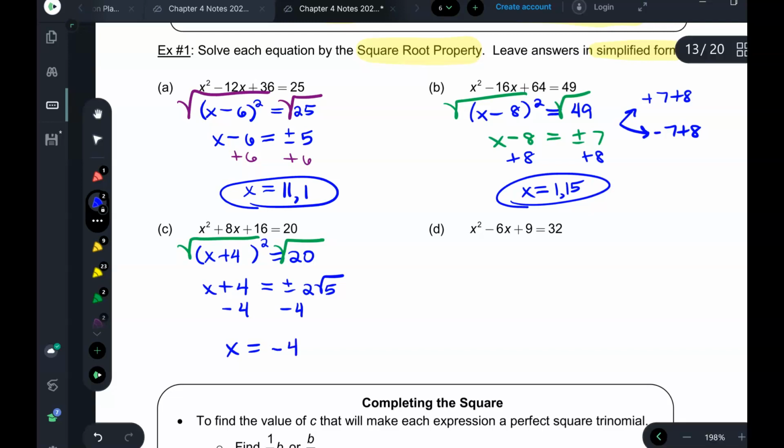So I get negative 4 plus or minus 2 root 5.